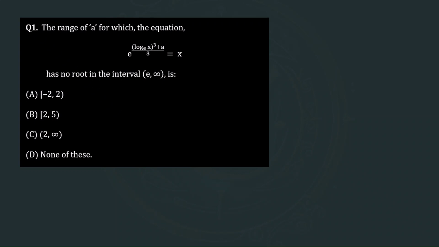So let's begin. Here is the first problem. It says the range of a for which the equation has no root in the interval e to infinity is what? Okay, so first we have to comment on the roots of this equation. So let us try to simplify this first. We take log both sides with respect to base e. So here it will be log x equal to (log x)^3 plus a divided by 3. That means (log x)^3 minus 3 log x plus a equal to 0.